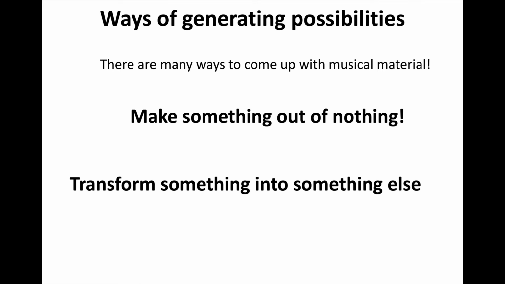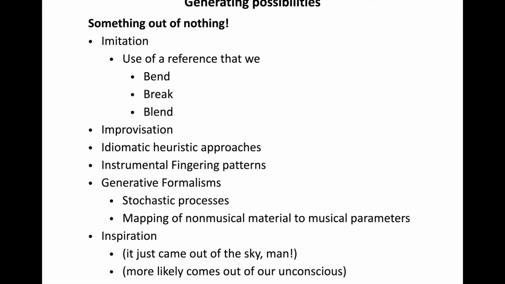Essentially, when we're generating possibilities in music, we've either got to come up with something out of nothing, or we could get something that we've got and transform it into something else. Some ways people get something out of nothing is to use imitation. We get some model and then we bend it or break it or blend a bunch of different things together to make something which is kind of like imitating the original but is different.